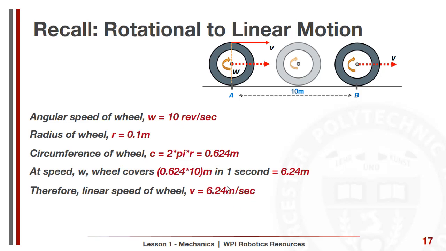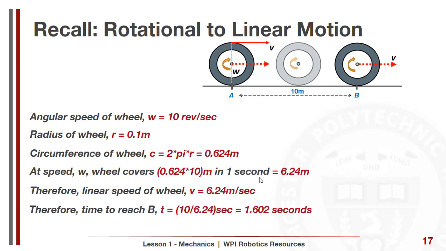In other words, it is how fast the wheel is rotating along a straight line, which is why we have it as a linear speed, or how much distance is covered along a straight line per second, and that will be 6.24 meters per second. Once we have that, we can easily calculate how long it would take for the wheel to reach B, which is 10 meters away from A. That will be the distance, which is 10 meters, over the linear speed, which is 6.24, which will give us 1.602.